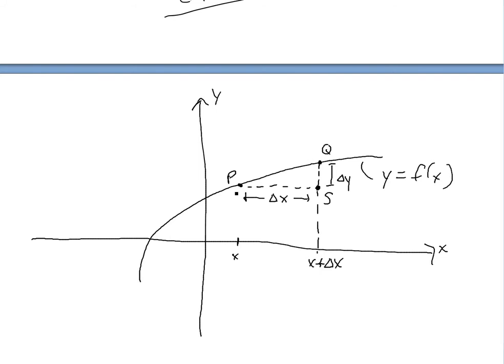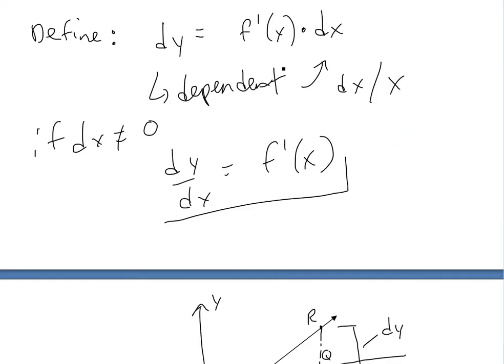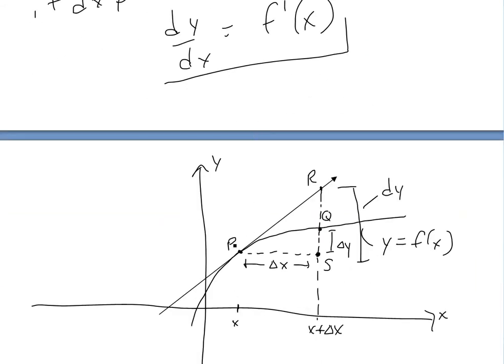Then if you draw a tangent line across, let's just change this curve a bit so we can draw a better line across from here. So there's a tangent line across from there, and we'll call this point r. So there are the points p, q, r, s. This is delta y. This is actually just dy, our differential. As you can see, this is just the equation of a line with slope equal to the slope at this point right here.